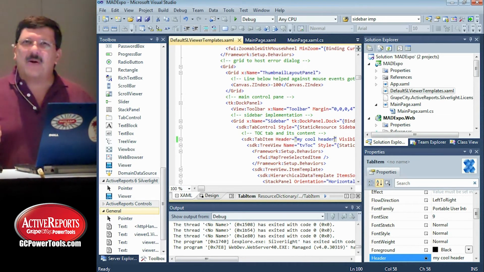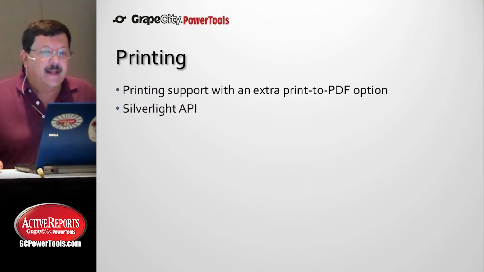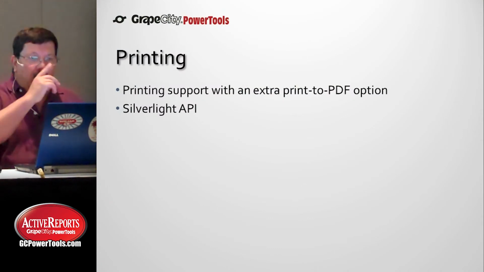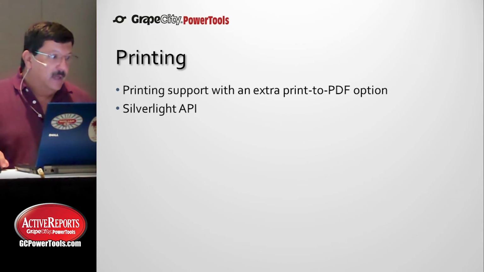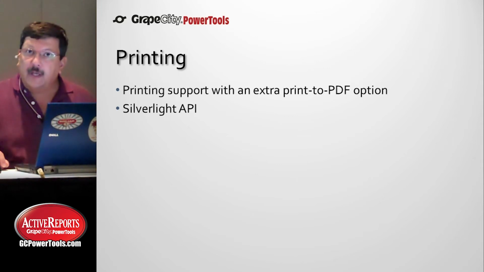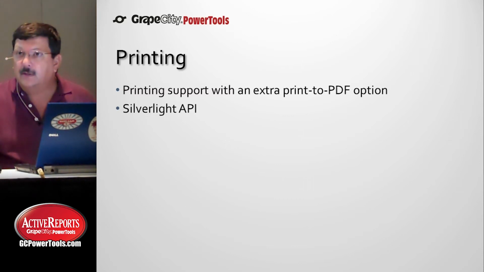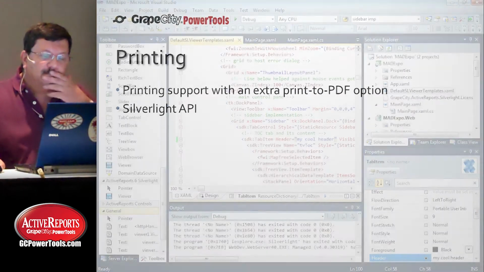Totally customizable. It's perfect. All right, now let's get to some really cool stuff, which is the printing support, and I'll talk about this as well. So there's printing support with an extra print to PDF option, and this is really important that you have this as a takeaway from this session, because if you were to just implement the Silverlight API printing, you certainly can do it, and like I mentioned, it is very fat. It really will consume your spool space pretty quickly when you start doing some serious reporting, okay? Now, let's show you how this is done.